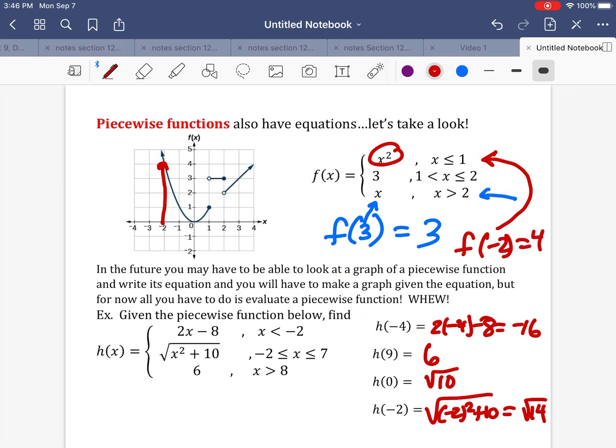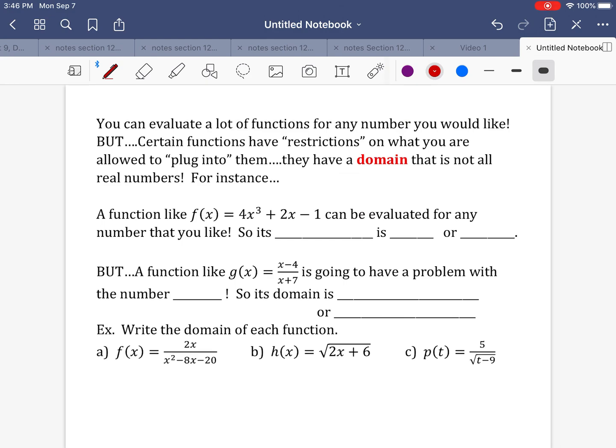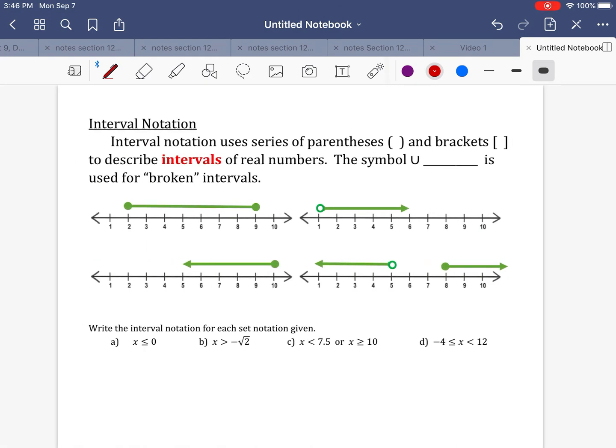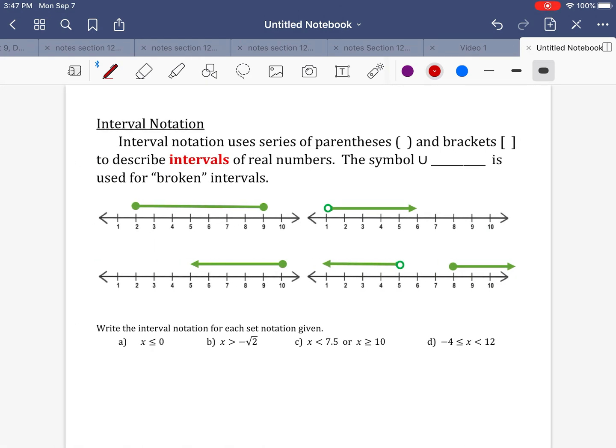Alrighty. So, whoops. I thought I had one for you to do there. Maybe I put it on the wrong page. Well, never mind. I guess I didn't. I'll make you do that in class.